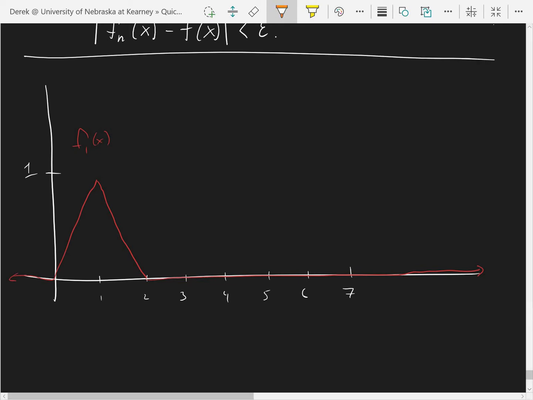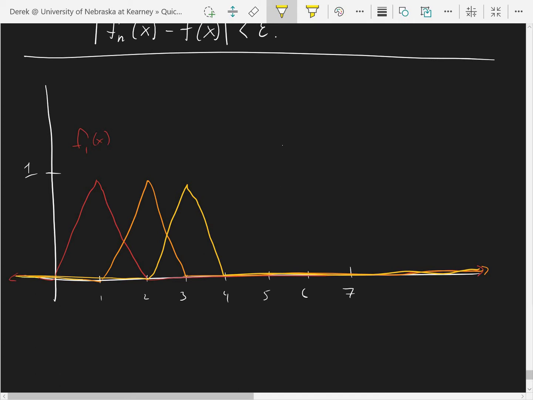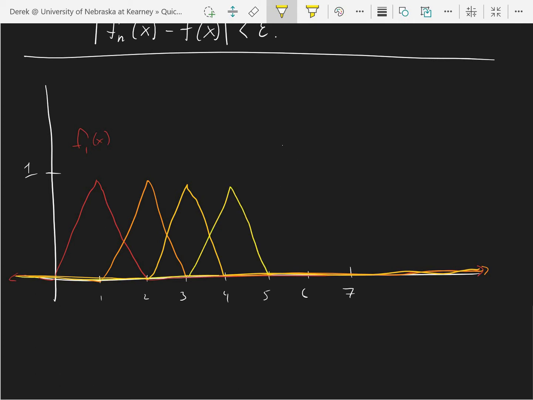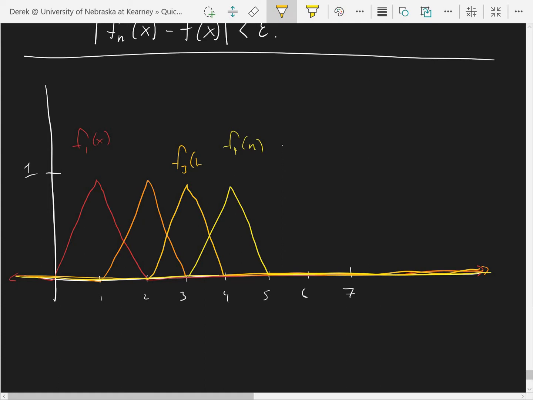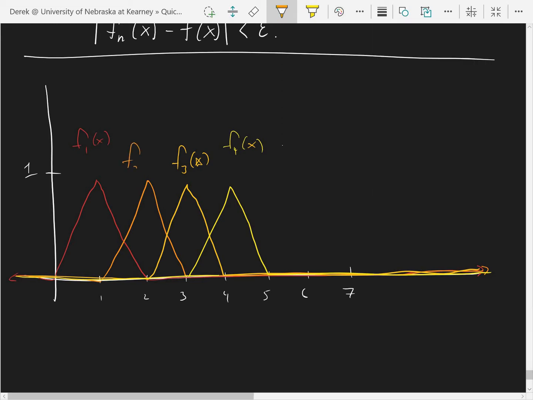Then my next one is going to be 0 until I get to 1, and it's going to do the same thing. It's going to go up to 1 at 2, and then back down to 0 at 3, and flat for the rest of the way out. The next one is similar. It's a triangular wave that's sliding to the right as my function indices increase. This is f sub 3 of x. This is f sub 2 at x.